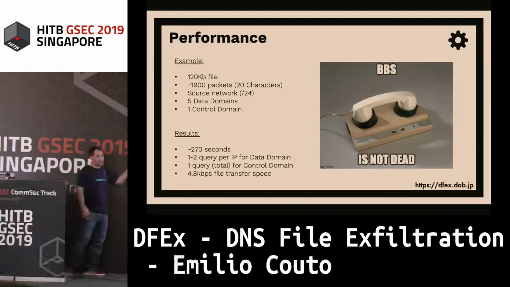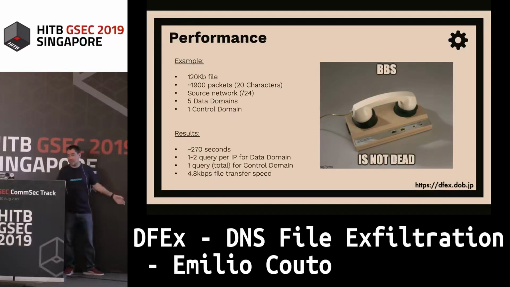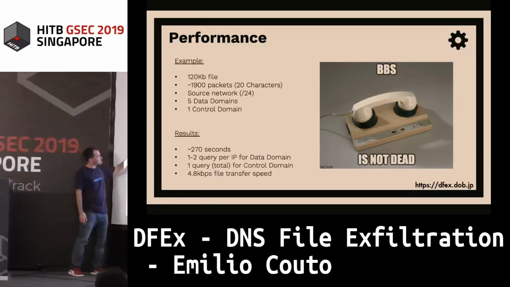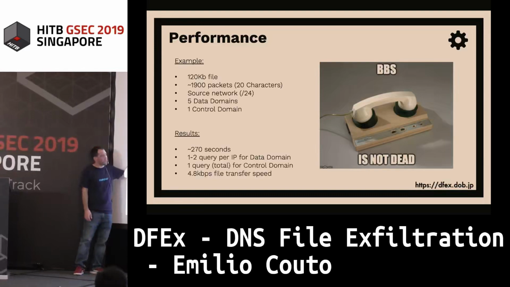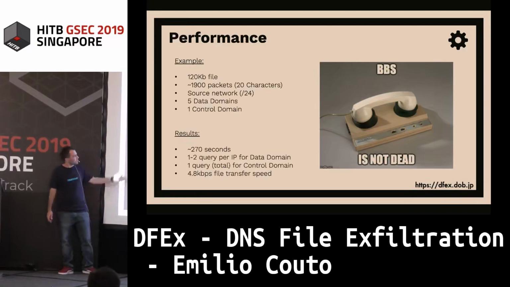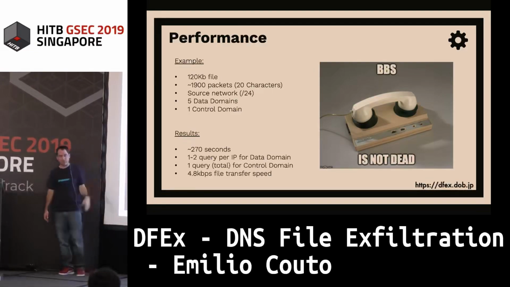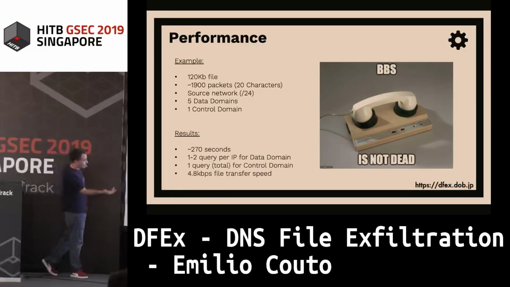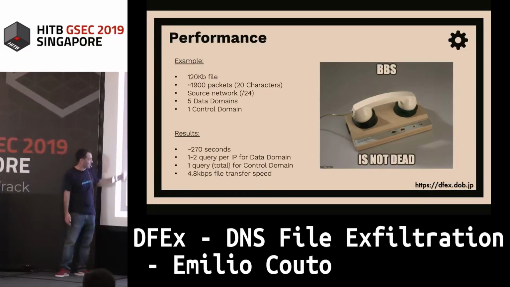I'm using a /24, so that means 254 IP addresses as source IPs sending data. I'm using 5 data domains and 1 control. Control is actually either the initial packet or the retransmission. So it's basically probably 5 or 6 queries, maybe it was, I can't remember how many retransmission packets, maybe 6 or 7. So what is the result? 270 seconds is what it took for that size file.